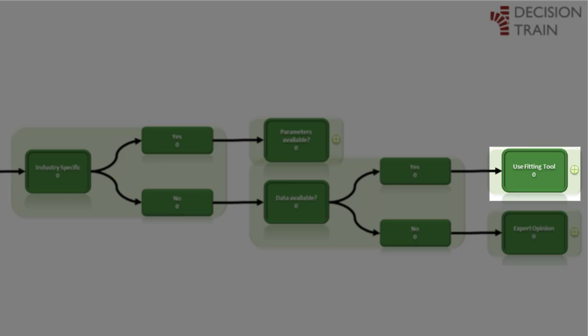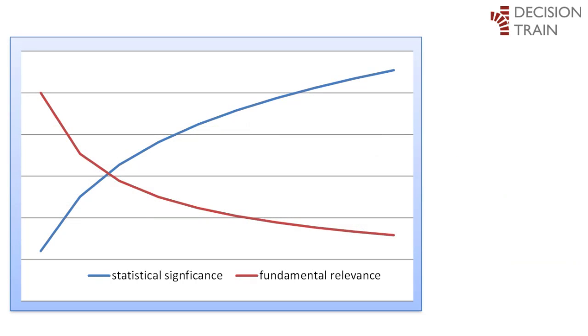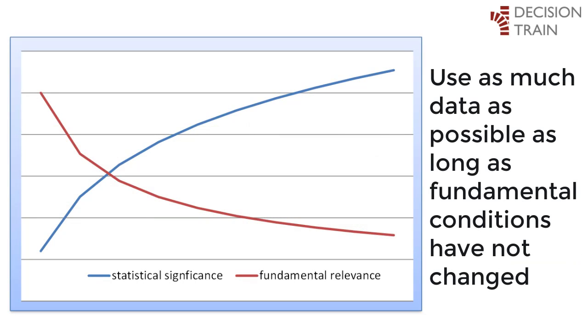The question of relevant data is easy to state, but admittedly difficult to define in practice. Every single case is different, and there are no straightforward answers to the question: how many historic data points do I need in order to create a relevant and appropriate distribution? In general, you should use as much data as possible as long as fundamental conditions have not changed.